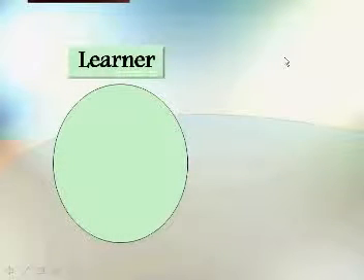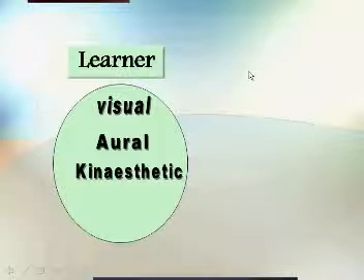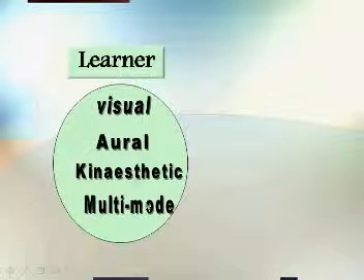Well, I've come up with one idea. Hope you like it. You can put a title like this. Learner is the title. Then you can draw a circle in which you put the types of different learners, which are visual, oral, kinesthetic, and multimode. And you have all these words on your list.